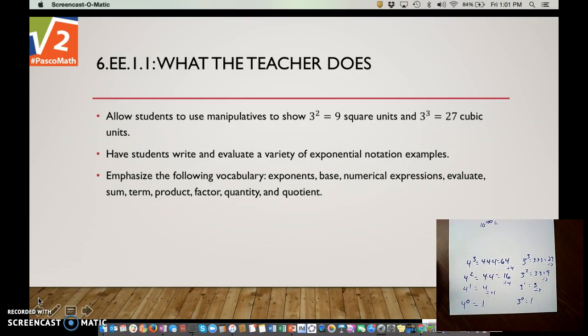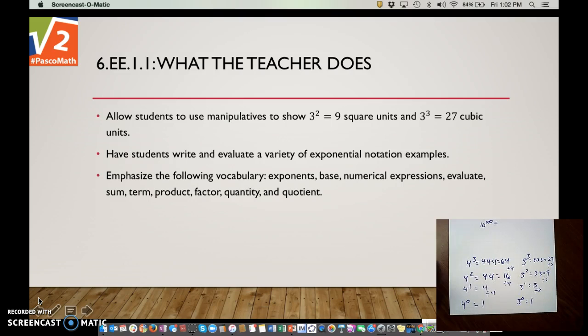Some other things you can do is allow students to use manipulatives to show that 3 squared, 3 times 3, equals 9, and that's those 9 square units. And then 3 to the third, when we say 27, that's those cubic units. You can do that with hands-on manipulatives like algebra blocks and things like that. Have students write and evaluate a variety of exponential notation examples, as well as emphasize the following vocabulary: exponents, base, numerical expressions, evaluate, sum, term, product.